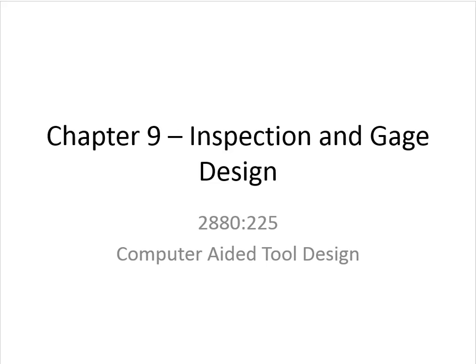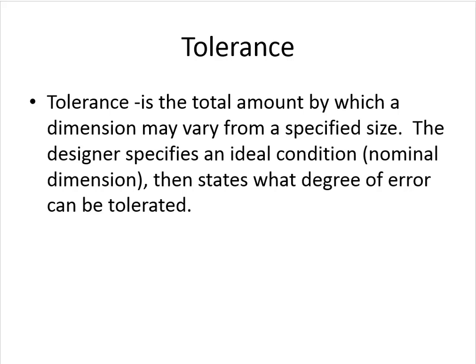Hi, this is Chapter 9, Inspection and Gauge Design. We're going to talk about things like tolerance. Okay, so tolerance on a part. That is the total amount by which a dimension may vary from a specified size. The designer specifies the ideal condition, which is a nominal dimension, and then states what's the allowable degree of error.